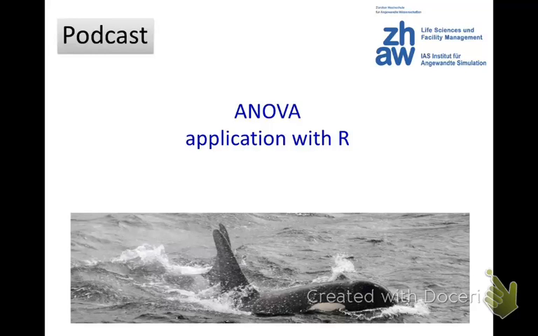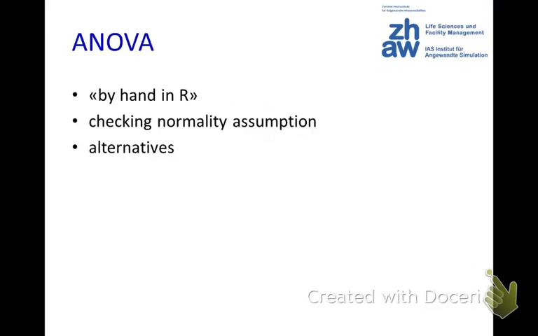In the last podcast we have seen a bit of theory and introduction to the analysis of variance, ANOVA, method. Now we will show how to apply this method or alternatives with R. First we will see how we do an ANOVA by hand in R. Then we will see how we check the normality assumptions that are necessary, and we will see alternatives to this ANOVA. We will also use a tool that was developed at EIS to visualize ANOVA and related methods.